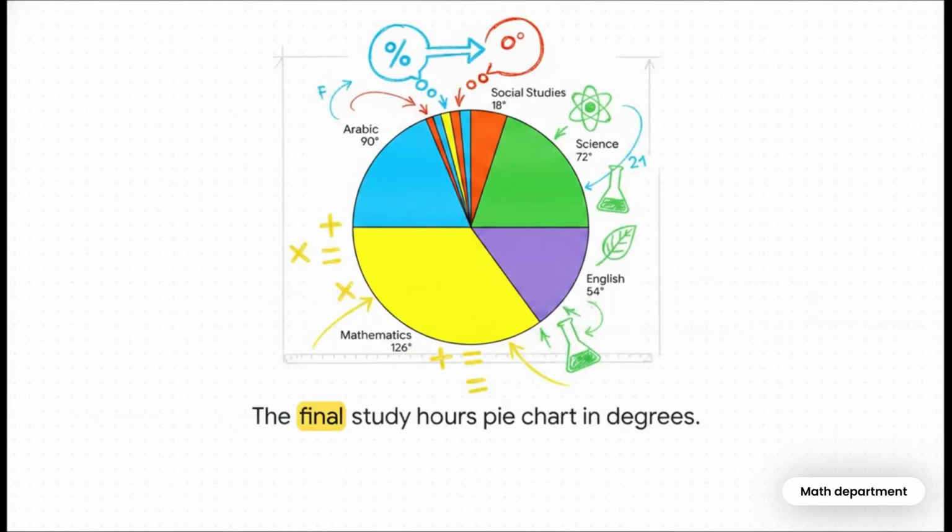Looking at the final study hours chart, the largest percentage, which was mathematics at 35%, correctly maps to the largest physical angle of 126 degrees. Science fits in perfectly as that 72-degree slice. You're basically translating between two languages here, from the language of percentages directly into the visual language of degrees.